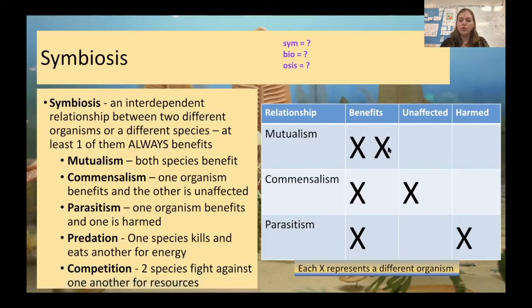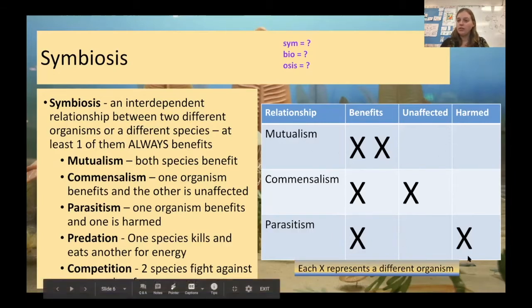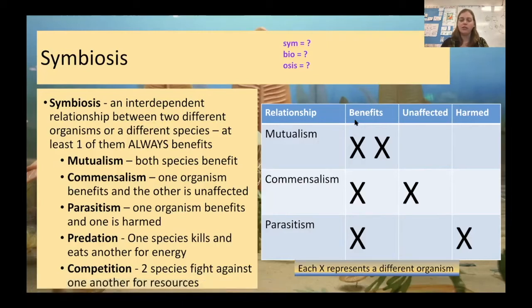The X's represent different species. And notice that each row has 2 different X's in it. So there's 2 species involved with each relationship. And where they are in this chart, as in which column they're in, will tell you how that relationship works between those 2 species. For example, here we have mutualism, and both X's are in the benefits column.